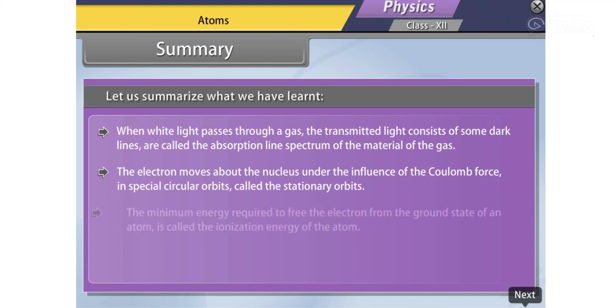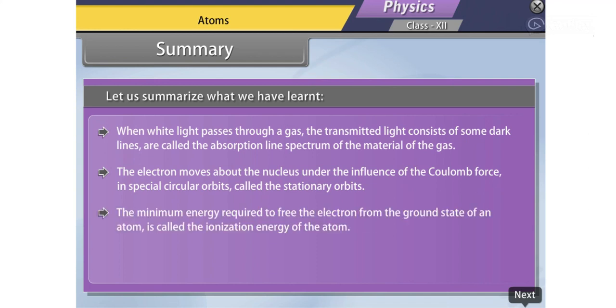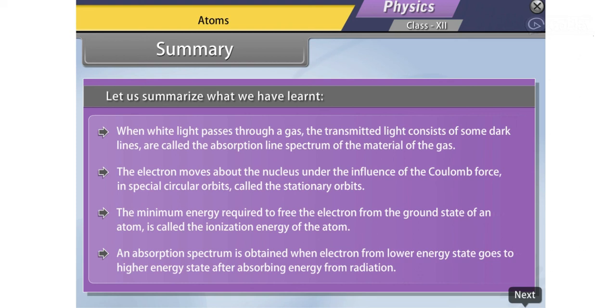The minimum energy required to free the electron from the ground state of an atom is called the ionization energy of the atom. An absorption spectrum is obtained when electron from lower energy state goes to higher energy state after absorbing energy from radiation.